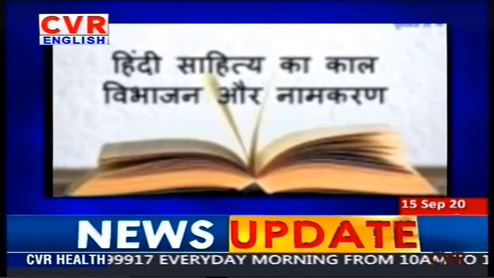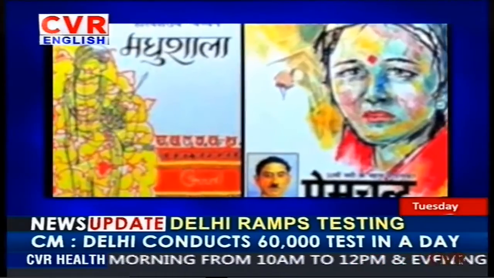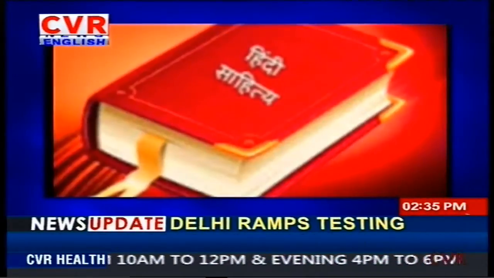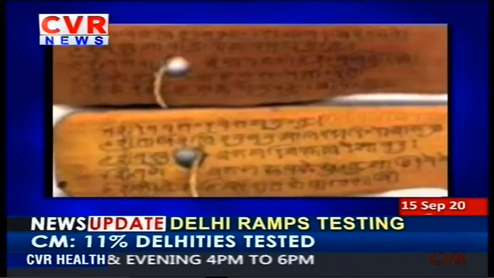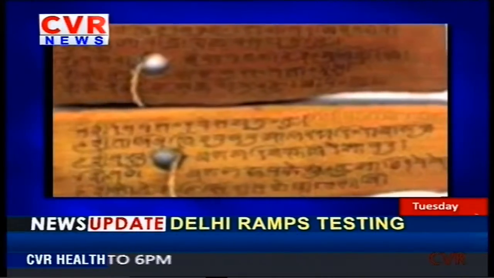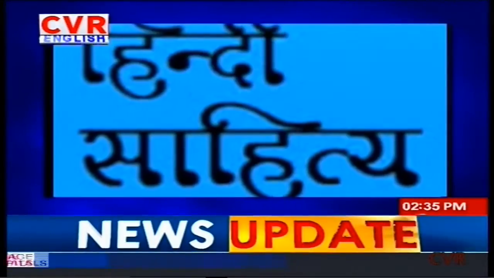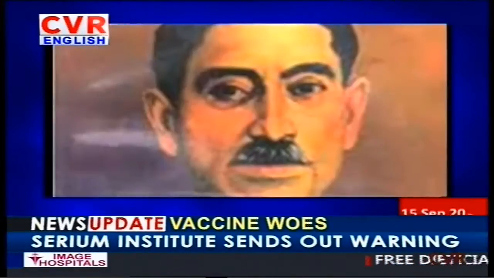The literature was produced in dialects such as Khariboli, Braj, Bundeli, Awadhi, Kannauji, as well as Marwari, Magahi, Bhojpuri, and Chhattisgarhi.